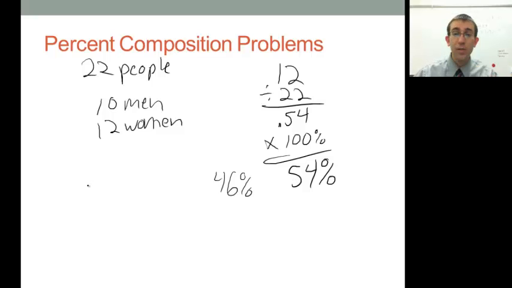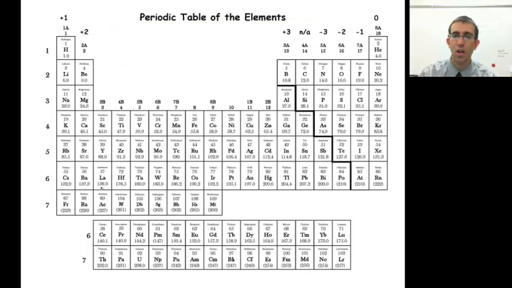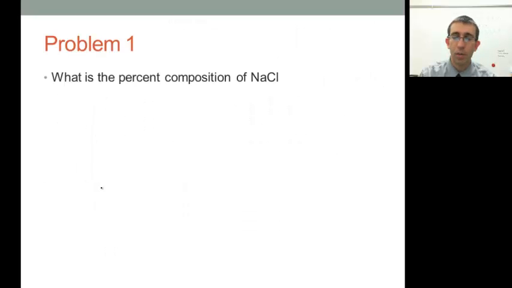Okay? It's going to be the same thing, except we're going to look at the percent composition, or the percent mass, of elements inside of compounds. Alright? The easiest way to understand this is to do some problems. We will need the periodic table, so I'll be flipping back and forth to look at it. Alright, what is the percent composition of NaCl?